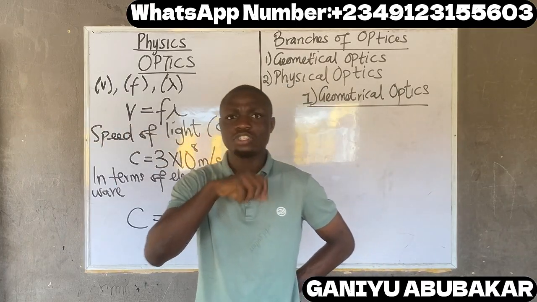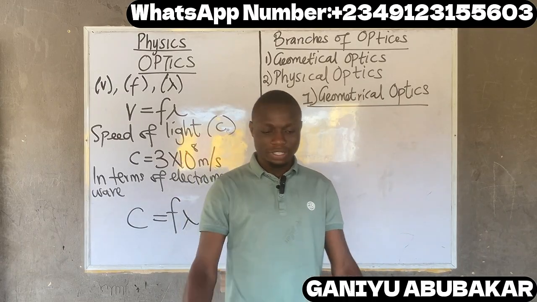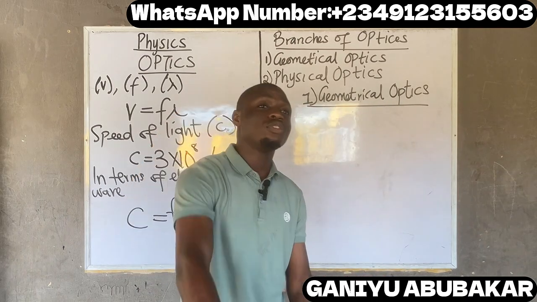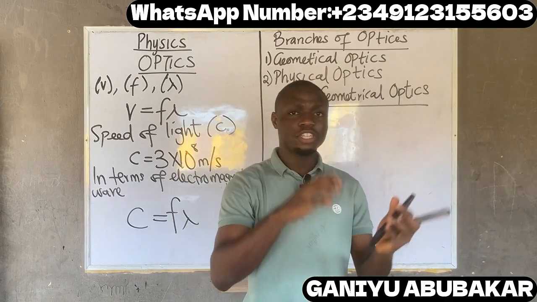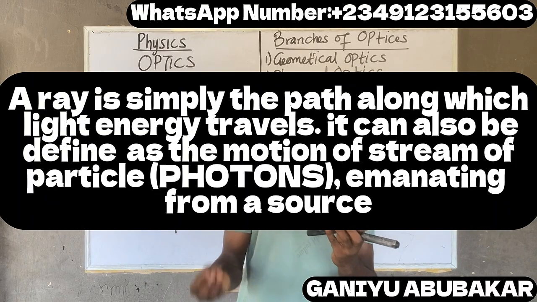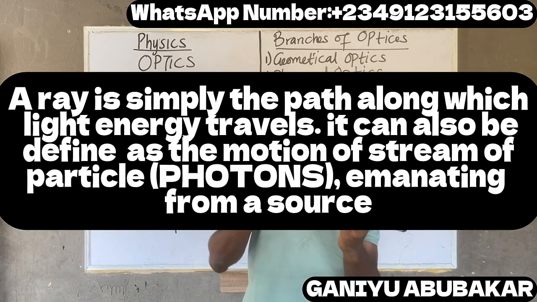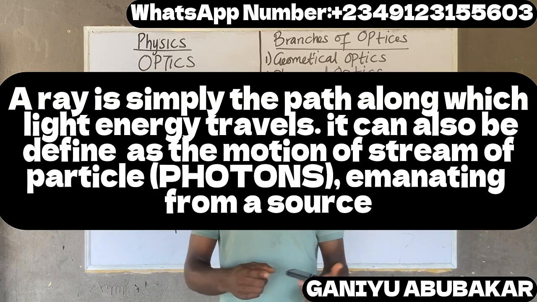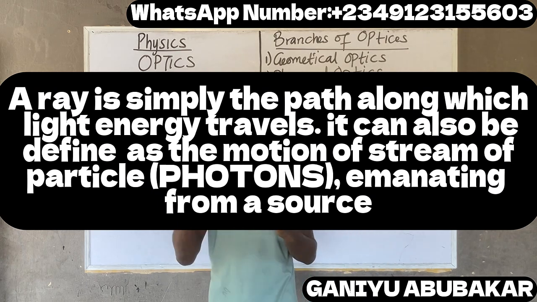So what's a ray? I have to ask you, what's a ray? You can pause the video and reflect, or you can leave your answer in the comment section. I'll define it, but don't use my definition. Give me your definition. To save time, let's define it, please. A ray is simply the path along which light energy travels.